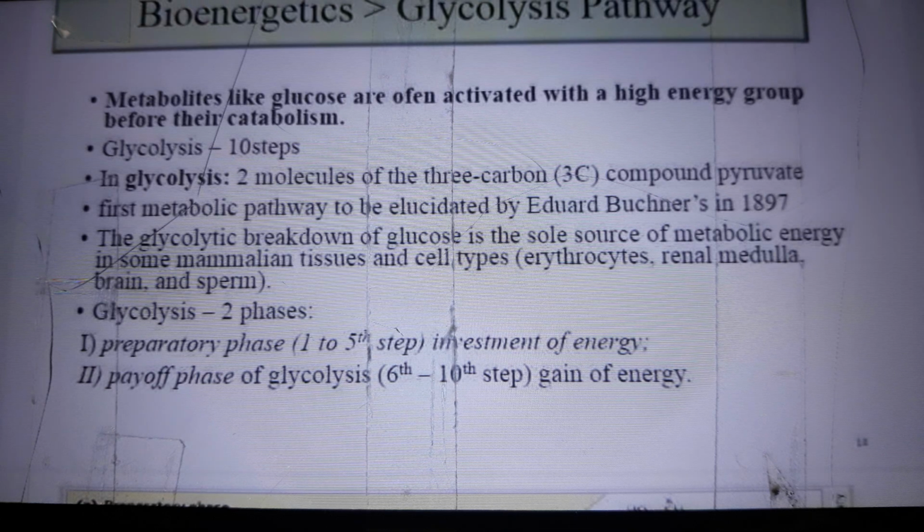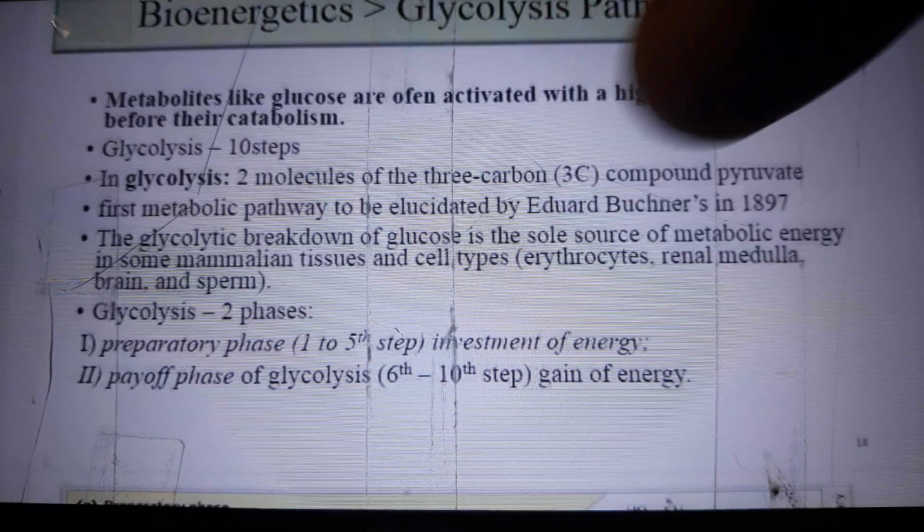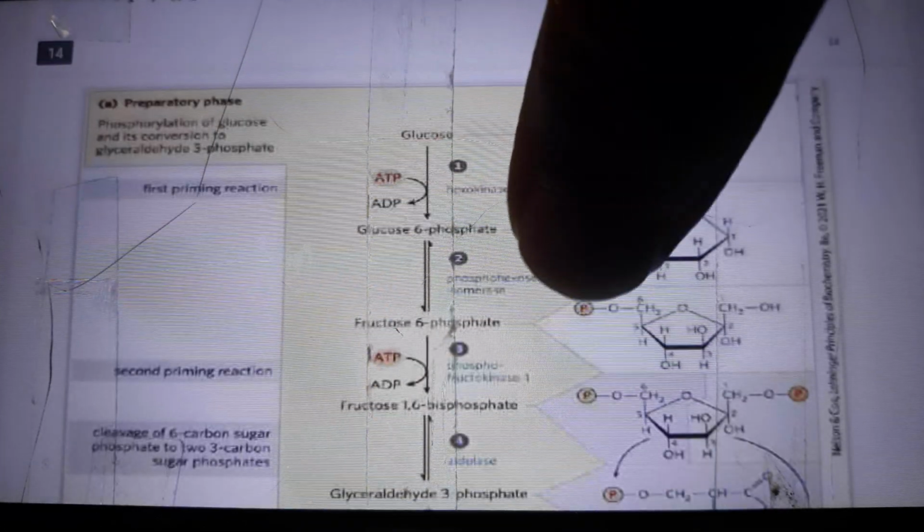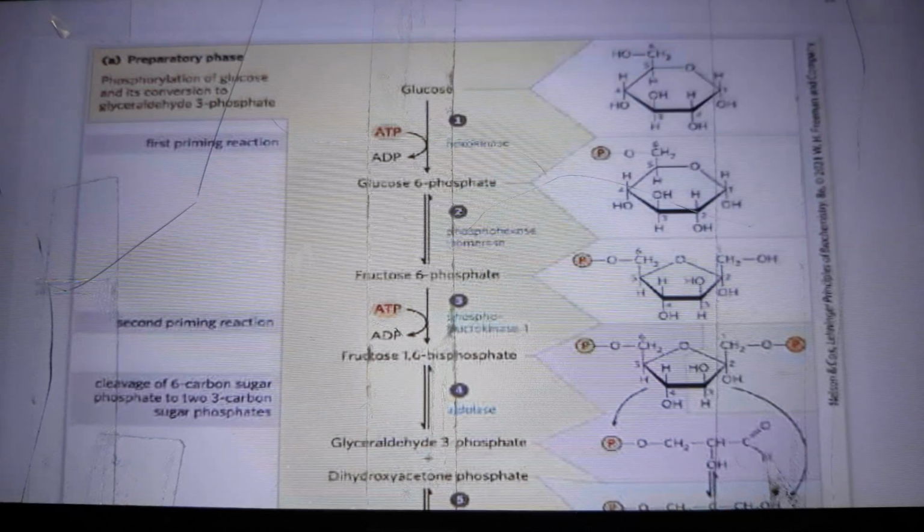It was the first metabolic pathway to be elucidated, by Eduard Buchner in 1897. In the glycolytic pathway, glucose is the sole source of metabolic energy in some mammalian tissues and cell types: erythrocytes, renal medulla, brain, sperm. Glycolysis has 2 phases here. In the preparatory phase, steps 1 to 5, there is investment of energy. And the second is the payoff phase of glycolysis, steps 6 to 10, with gain of energy. And next we have the 14th PowerPoint presentation.